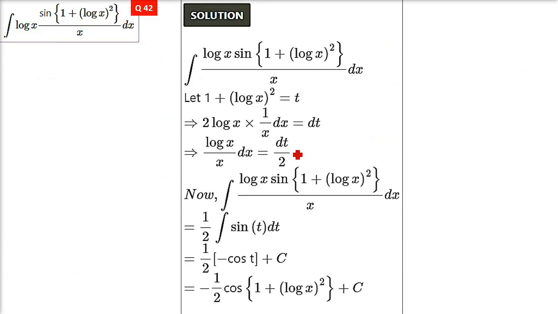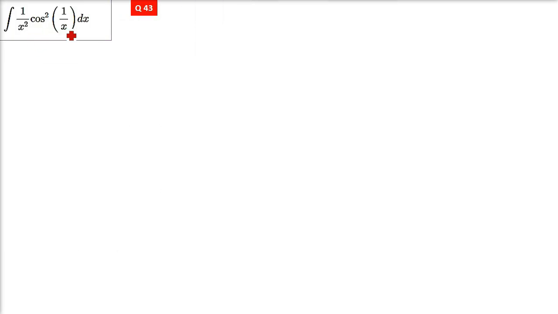Now this is the way you are going to solve it. And if you just take this 1 plus log x whole square equals to t, all other things you know already. Now differentiation of 1 by x is directly negative 1 by x square, that you already know. So it's very easy to put this 1 by x as t. The differentiation dt by dx is going to be negative 1 by x square. Negative you can take on the left.